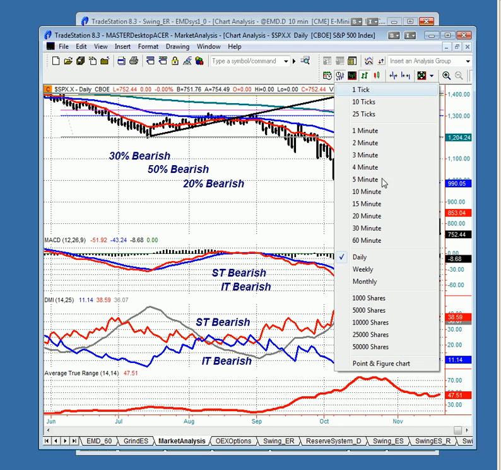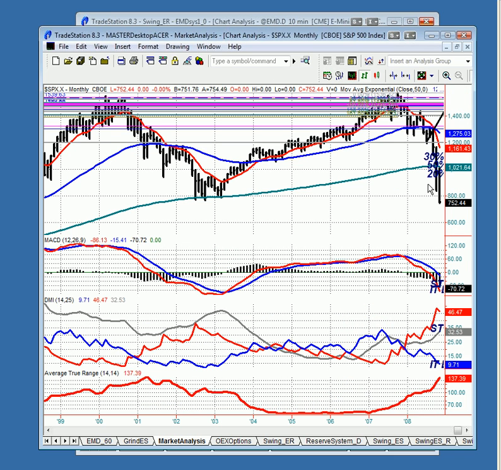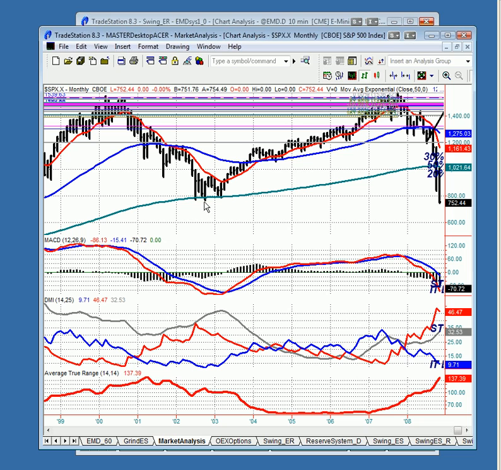If you look at the monthly, we mentioned that it was a bit of a concern that we had broken through this a little bit, but we did anticipate retesting these lows and a nice move back to the upside. This low obviously was 775.68. This one was the same.